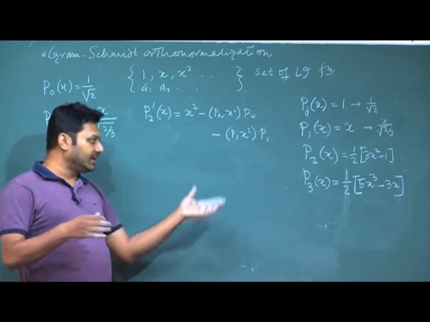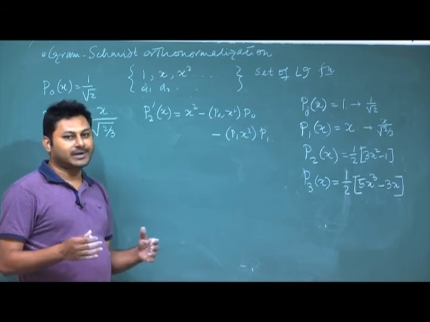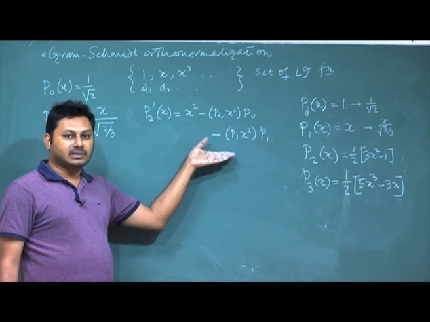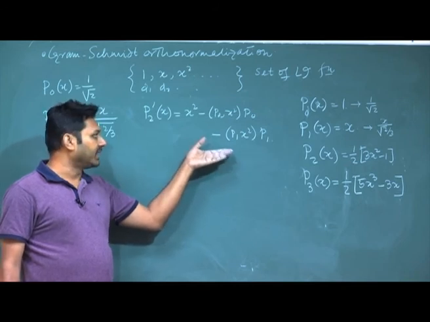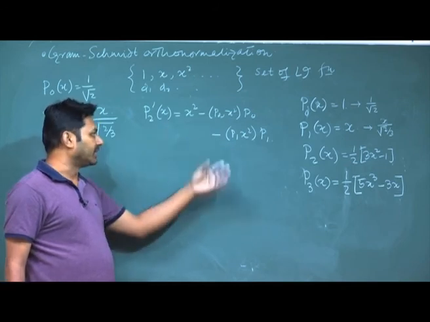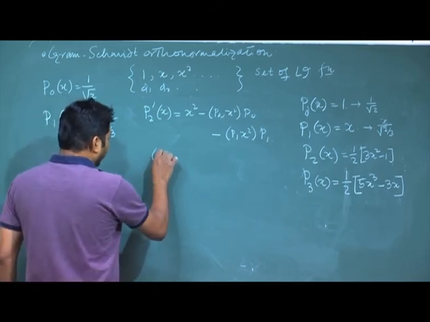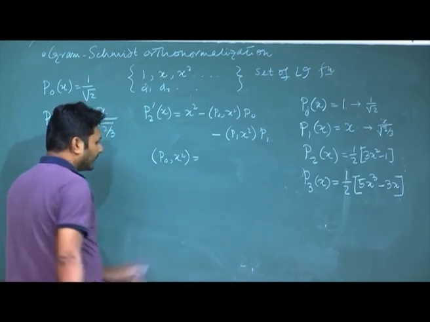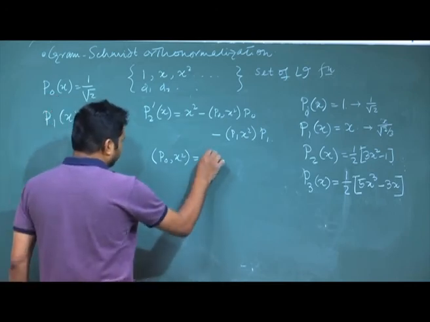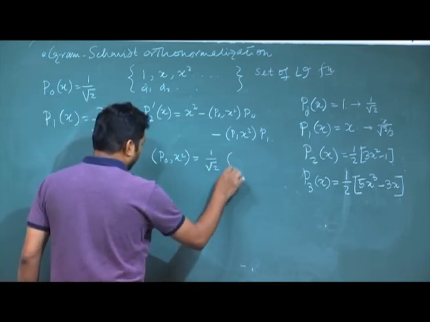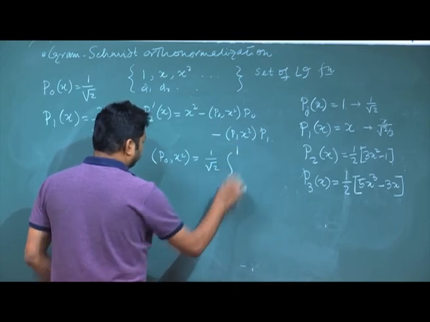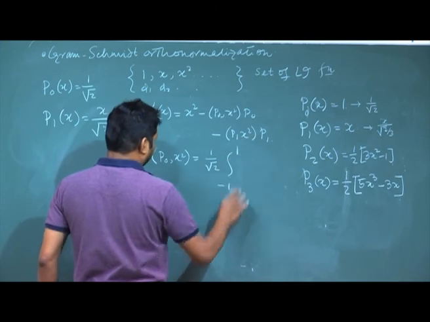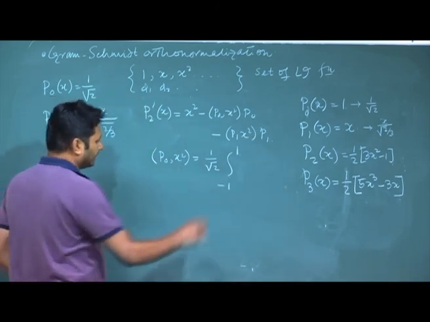When a linearly independent set of vectors is given to you, you calculate in a similar way to find a normalized, orthonormal set of vectors out of it. So, I am doing the same thing. Let me find what is the inner product of p0 with x square. My p0, which I have already calculated, is 1 over root 2, integrated from minus 1 to 1, with x square.